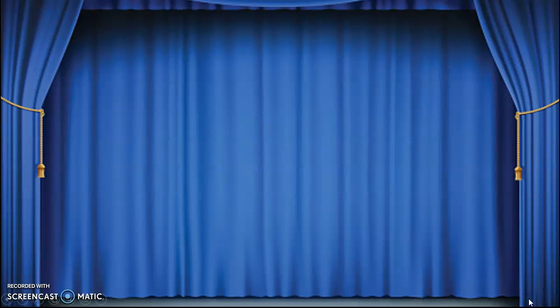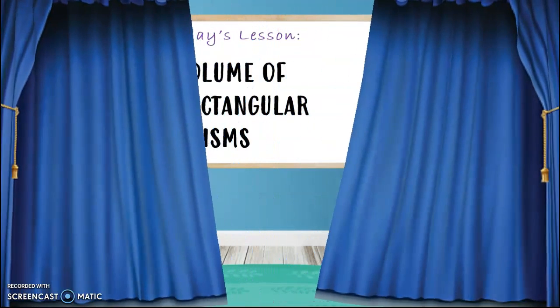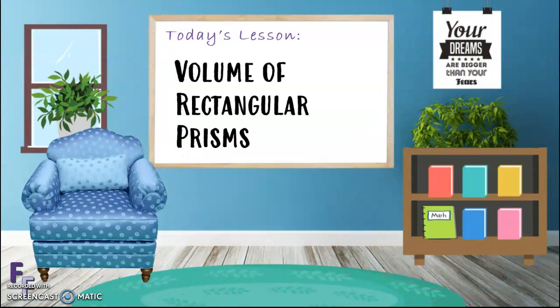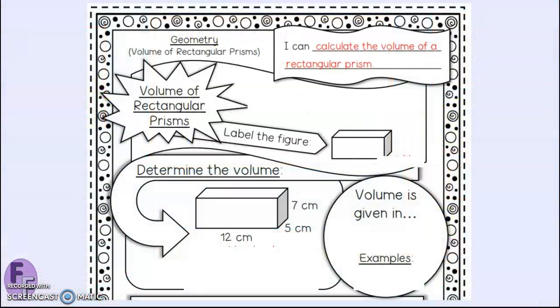In today's lesson, we will be looking at volume of rectangular prisms. First, label the figure. Volume is length by width by height, or length times width times height. You'll see the formula written as just V equals LWH.